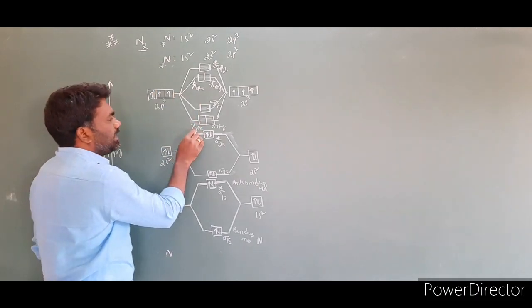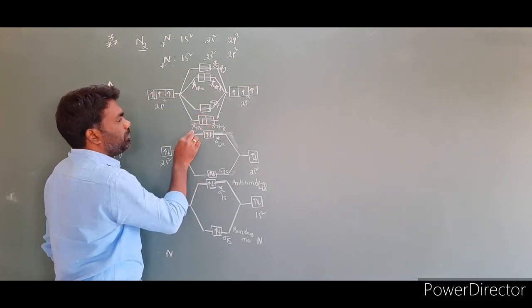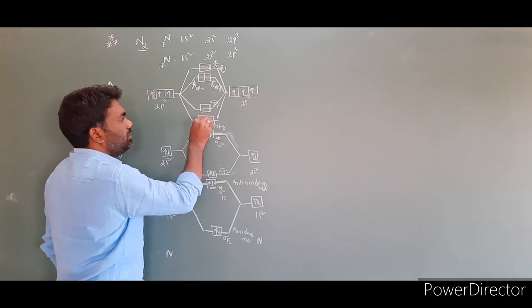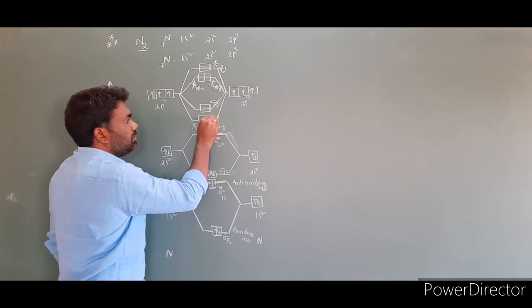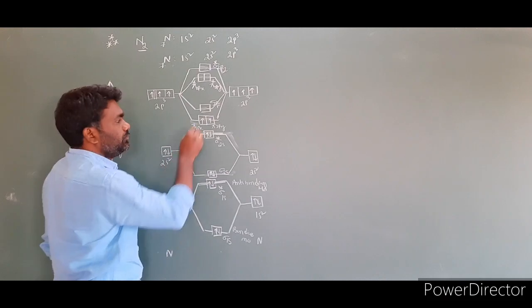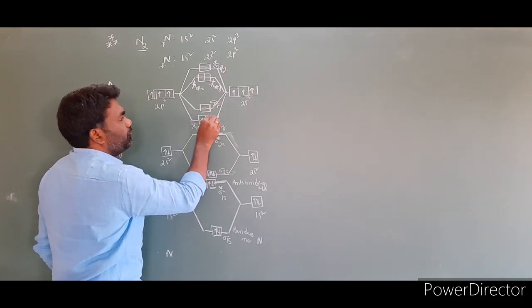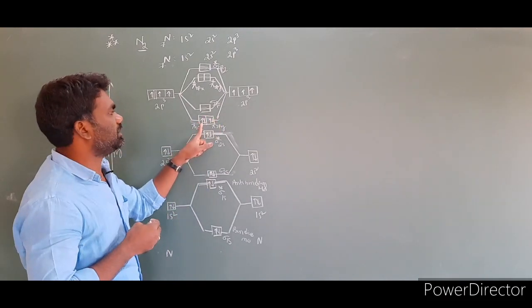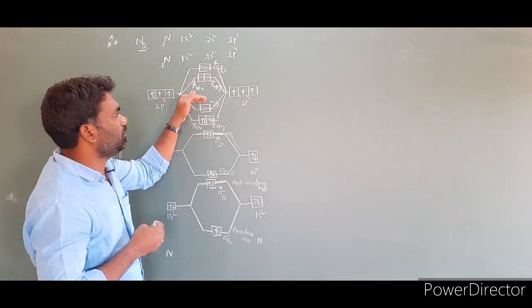How can we do it? First we have to fill the pi 2px because this is the lower energy, and these two have the same energy. Then in this case 1, 2, then 3, 4. So this is completely filled. After completion we have to go to 2pz.